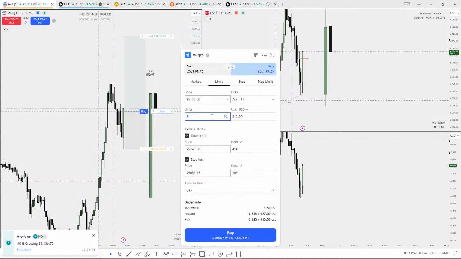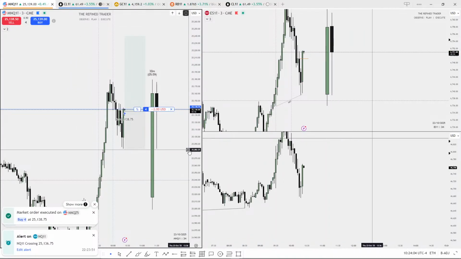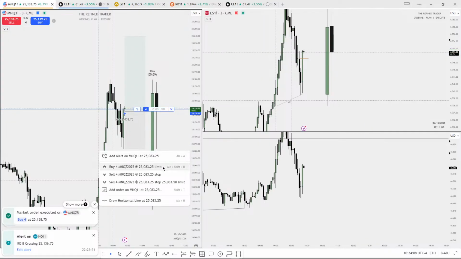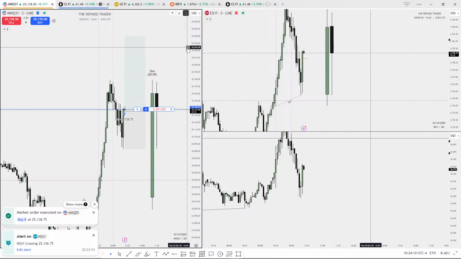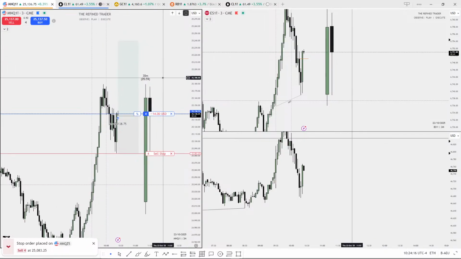Create the order with 4. Buy. Alright, I just bought directly. I don't want to miss the trade anymore, boys. So we gotta put in a sell right there. Put a sell right there. Okay.